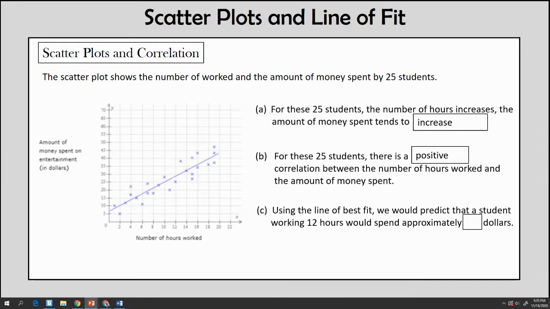And then finally, using the line of best fit, let's make a prediction for a student who works 12 hours, how much would they spend? So you go to the 12, take it up to the line, not to the X, to the line, because this line is our predictor here, and take it across. Your choices are 25, 27, 29, or 31. It looks like we're just below 30 again, so I would say we're at 29. So there's how we read a graph for a scatter plot and how the line of best fit works.